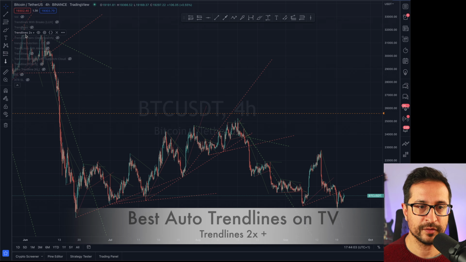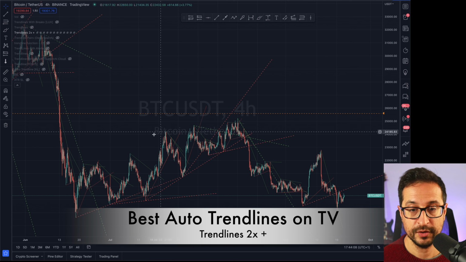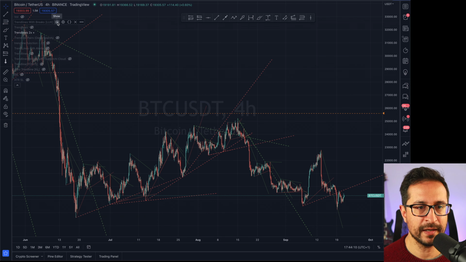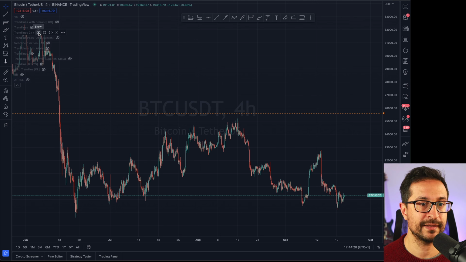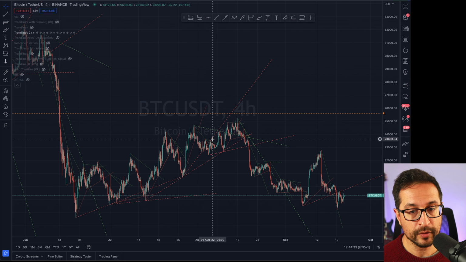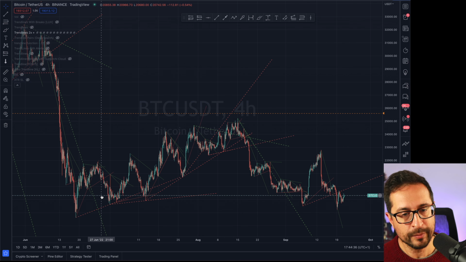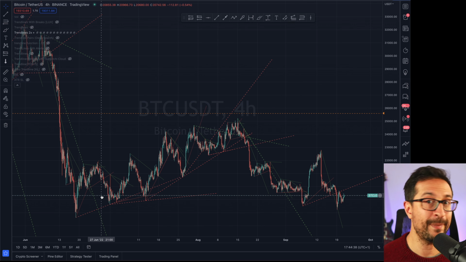The next one is called Trendlines 2x Plus. You can see this is a little bit more similar to the first one that we were seeing. If we compare it with Trendlines with breaks, the first one that we were reviewing, there are some similarities in the style of trendlines that are being found. It looks a little bit more busy, but a little bit more busy doesn't necessarily mean a bad indicator.